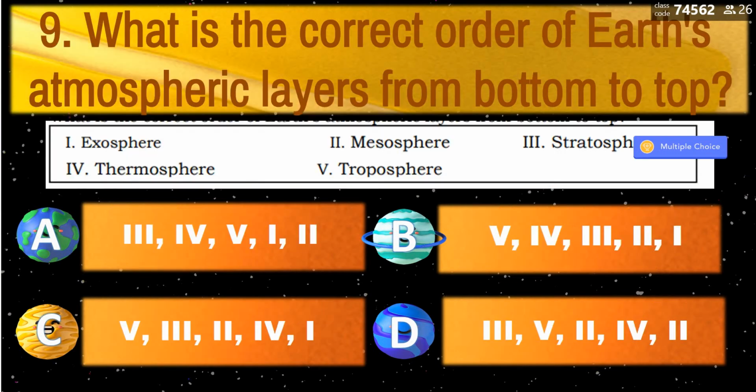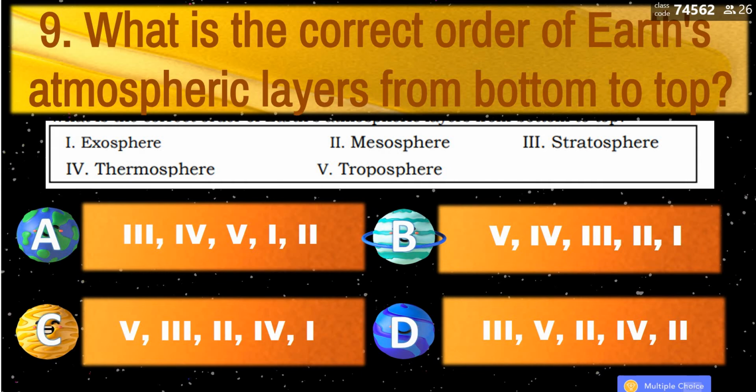Let's proceed with question number 9. What is the correct order of Earth's atmospheric layers from bottom to top? 1. Exosphere. 2. Mesosphere. 3. Stratosphere. 4. Thermosphere. 5. Troposphere. Is it A. 3, 4, 5, 1, 2? B. 5, 4, 3, 2, 1? C. 5, 3, 2, 4, 1? Or D. 3, 5, 2, 4, 2? Okay, that is correct. It's letter C. 5, 3, 2, 4, and 1.